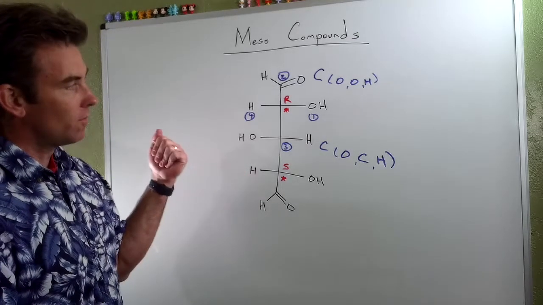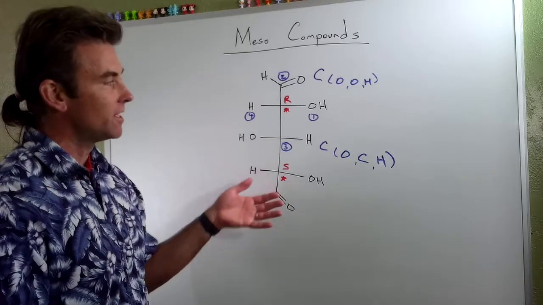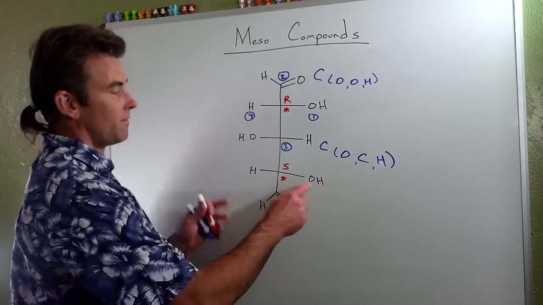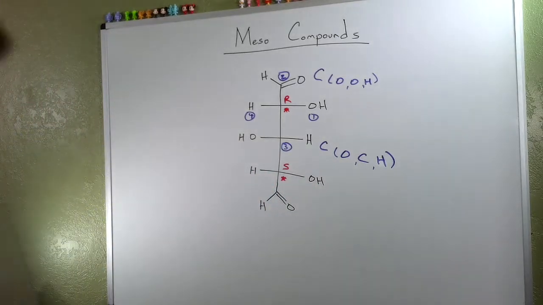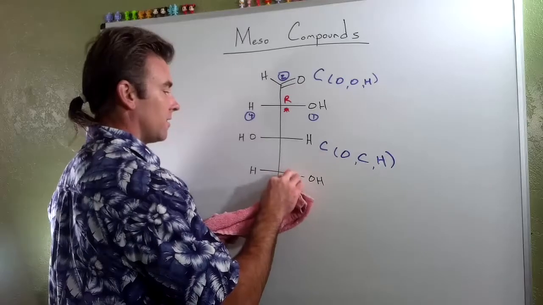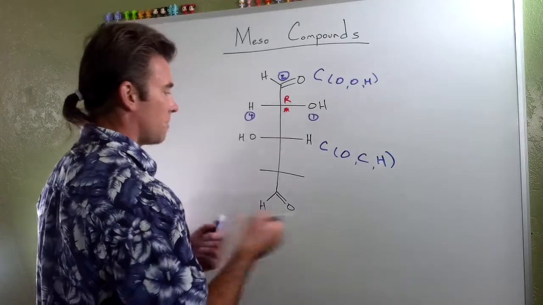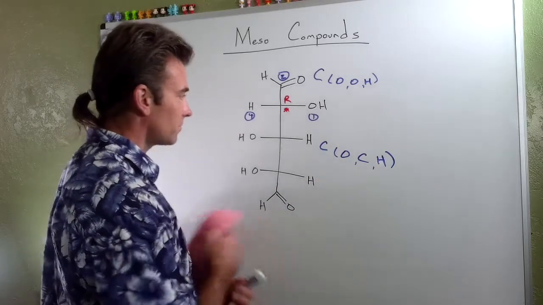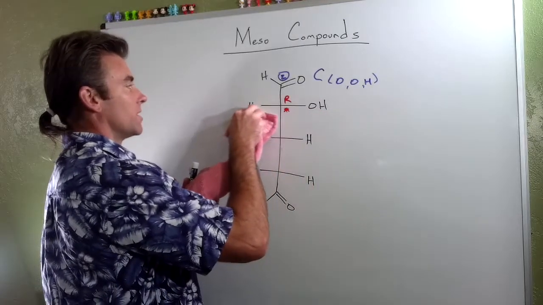And so hopefully this helps you to see how to assign different groups priorities and also how to recognize meso compounds. Now, what would happen if I, let's say, switch the OH over here? Well, in the Fischer projection, it's really, really easy to see that I've destroyed a mirror plane. Something that may not be as easy to see if you're working with a more realistic perspective. And this is honestly one of the reasons that in carbohydrate chemistry they use Fischer projections so much.